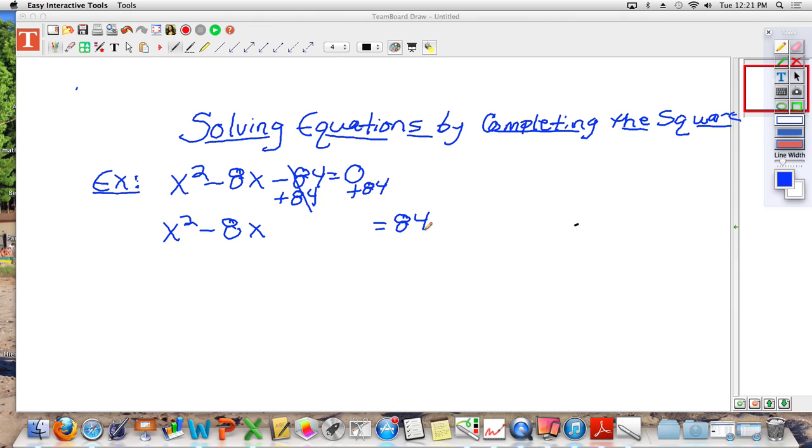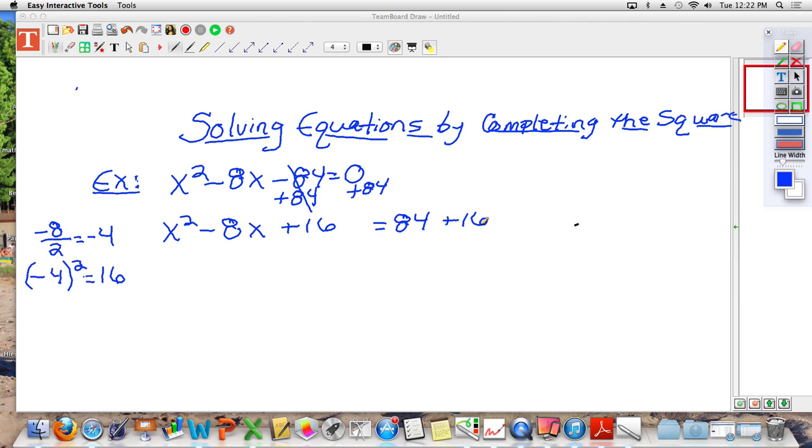Now the next thing that we did was we took negative 8, divided it by 2. Negative 8 divided by 2 is negative 4. Negative 4, remember to put negative 4 in parentheses. Square it, you get 16, a positive 16. Which means that I need to add 16 to the left. And I also need to add 16 to the right.